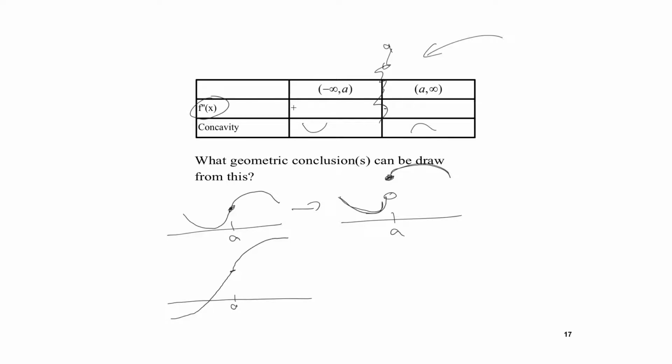So based on this one over here, this point here, you might think, oh, it's got to be an inflection point. There's a dot there, and there's change in concavity from left to right. But keep in mind, there's one more part of the definition of inflection point. It has to be continuous. Because there's a jump here, this is not considered an inflection point.